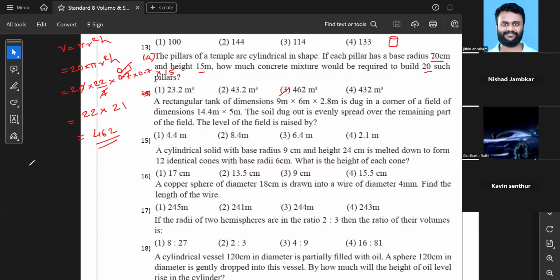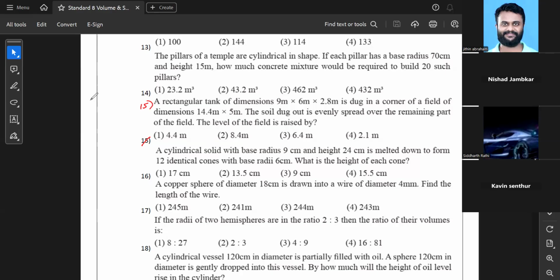Proceeding further, 15th problem. A rectangular tank of dimension 9 into 6 into 2.8 is dug in a corner of a field of dimension 14.4 into 5. The soil dug out is evenly spread over the remaining part of the field. The level of the field is raised by how much?